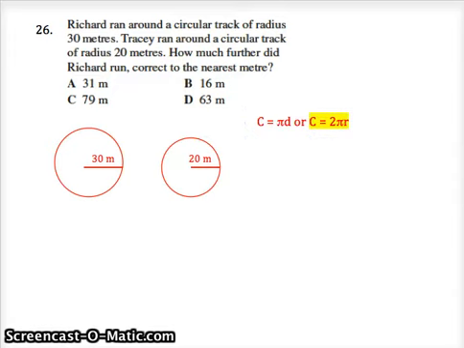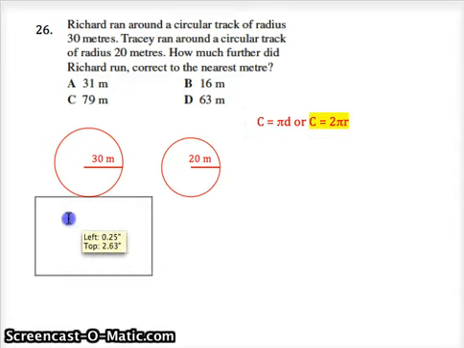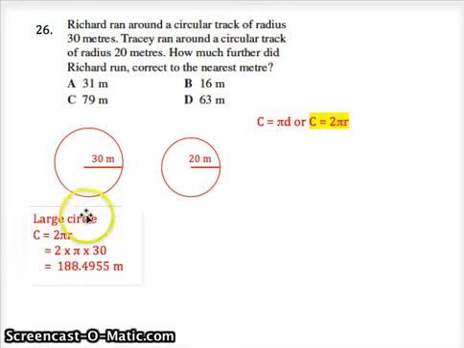So for the large circle, we'll work out the circumference of that circle. The large circle circumference is 2 pi r, which is 2 times pi times 30. And when you do that on the calculator, you get 188.4955.